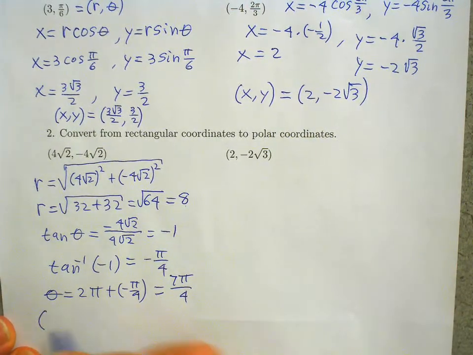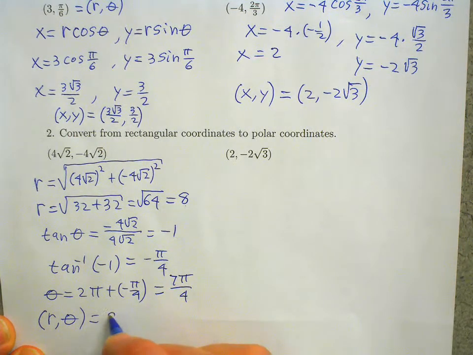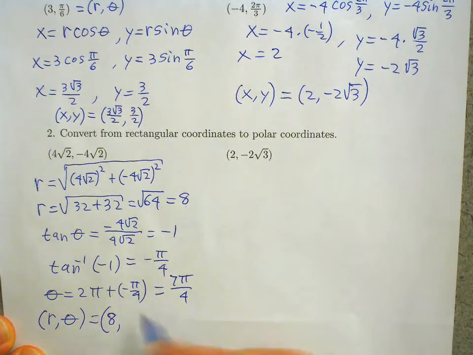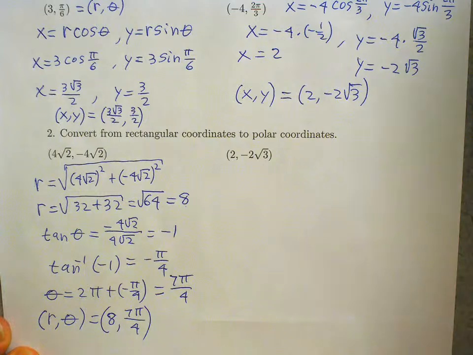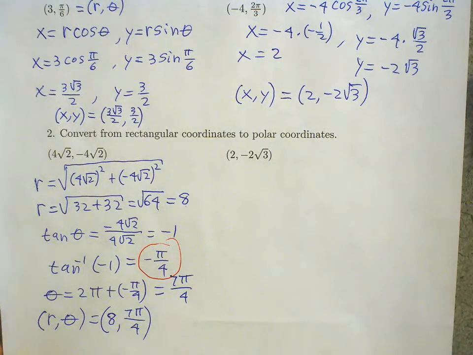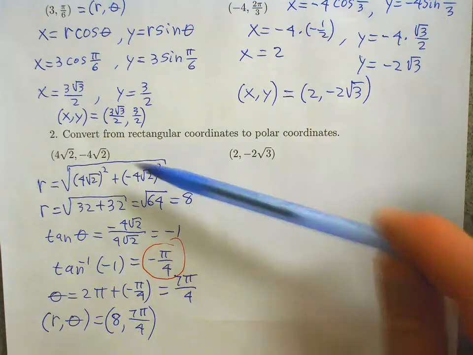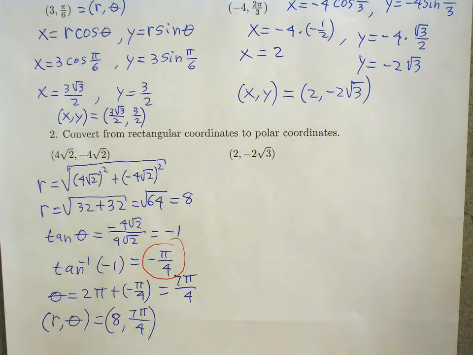Okay, so the r, theta: r is 8, and the angle is 7 pi over 4. It would not be incorrect to use negative pi over 4, because there are infinitely many ways to represent a point using polar coordinates.